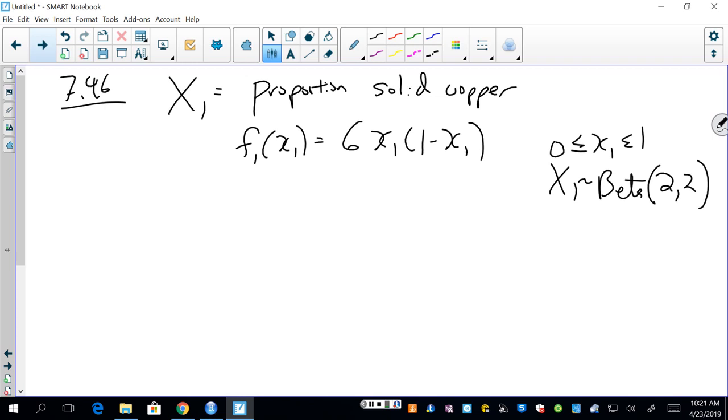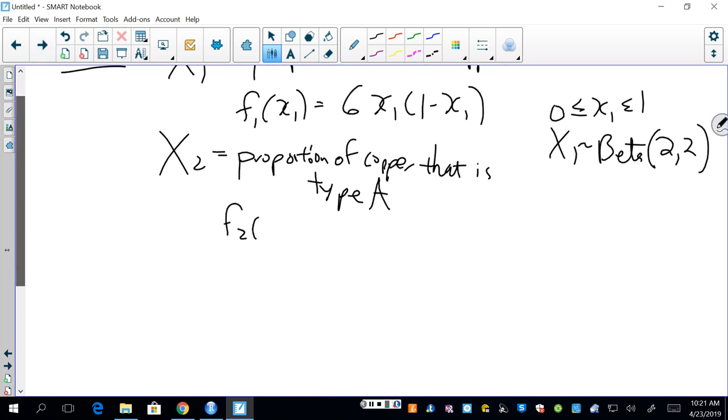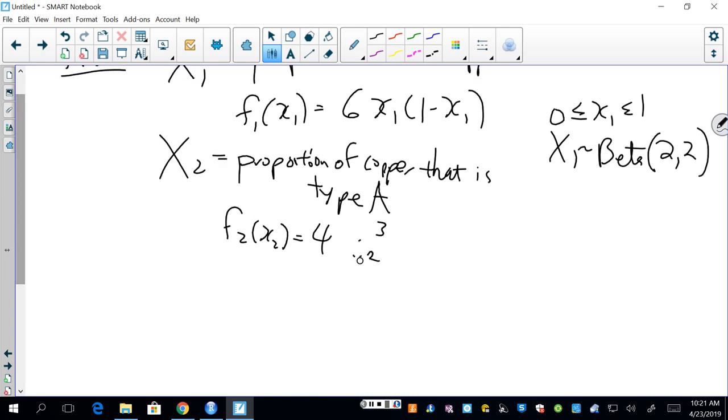The second variable, x2, is going to be the proportion of the copper that is of a certain type. Apparently there are different types, different sources. So x2 is going to be the proportion of the copper that is type A. And this is described in the book. That's going to have a different distribution, and we're going to use this as a probability density that would match the proportion across different samples. So this is an x2 cubed.